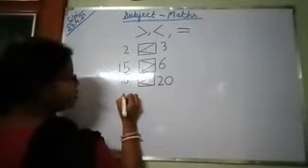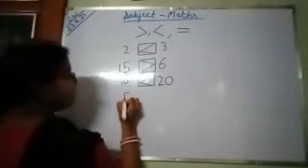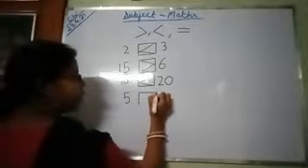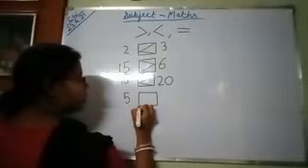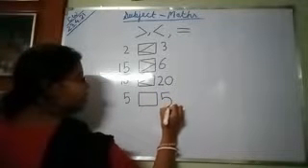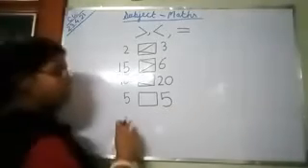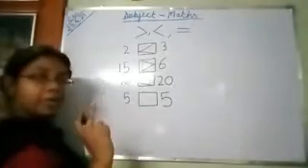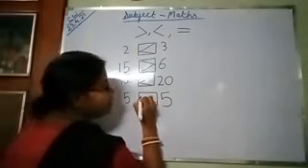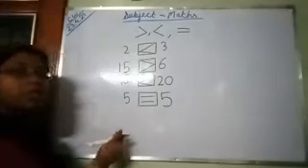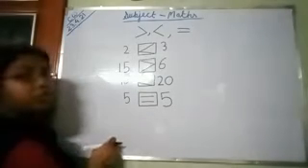So, suppose the number is 5 and here also the number is 5. What will we do? Here also 5, here also 5. Both sides have the same number, so we will put equals to.